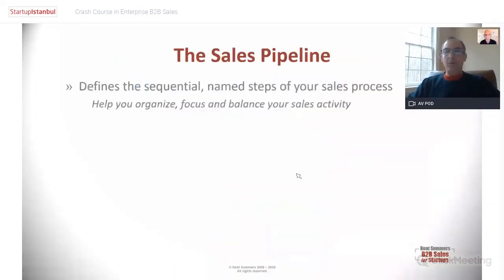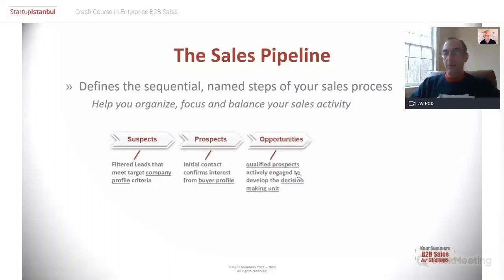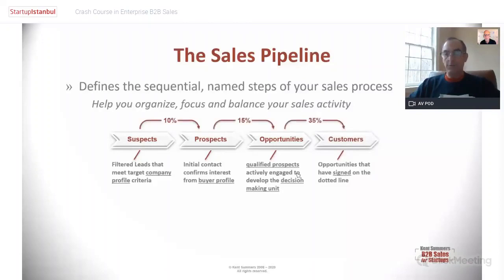Okay. All right. So sales pipeline, for you, it's a methodology, right? And this methodology helps you define the sequential named steps of your sales process that help you organize and focus and balance your sales activity. Again, suspects are filtered leads that meet your company profile. Prospects are where initial contact confirms that there's interest expressed from the buyer profile, and opportunities are prospects who have qualified and are actively engaged in the decision-making unit and vetting your process. And of course, we know what customers are.